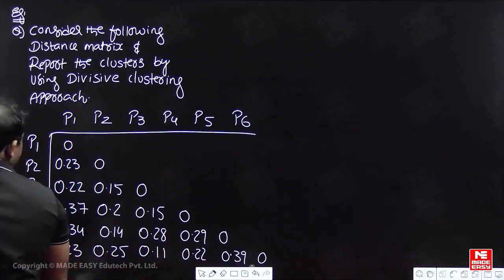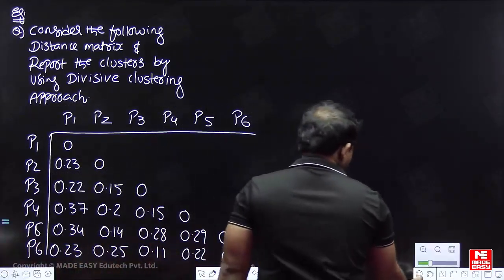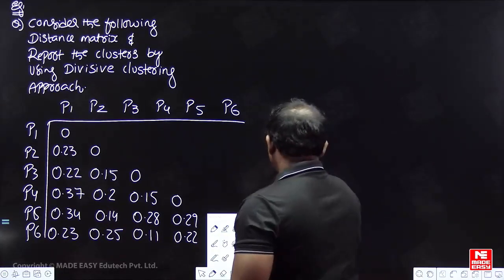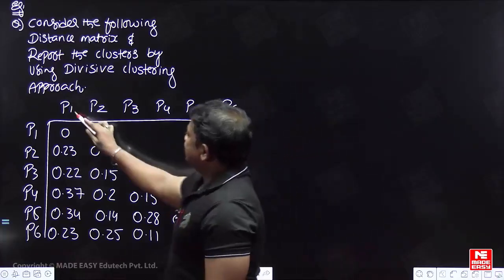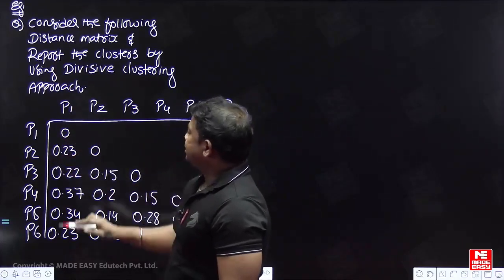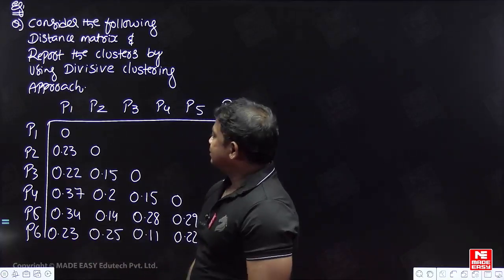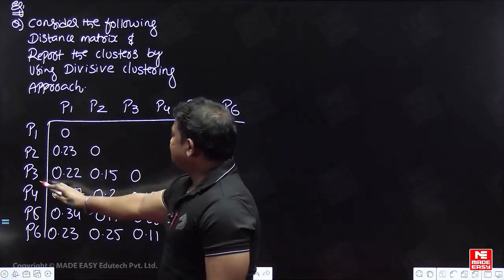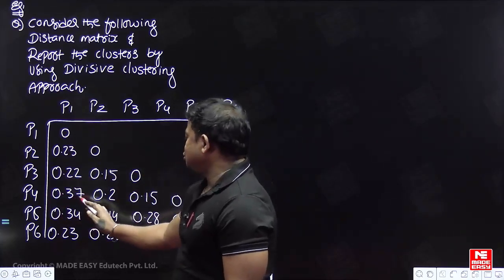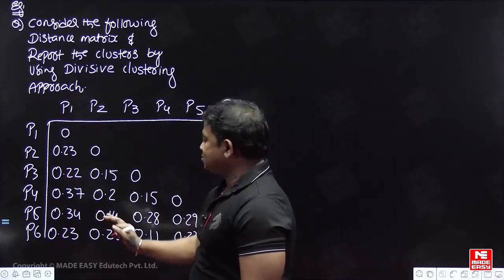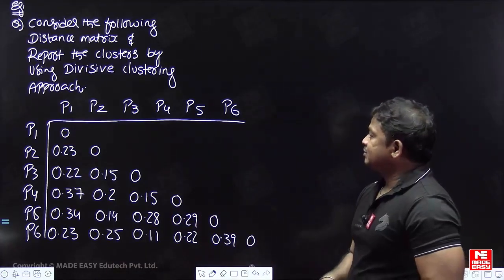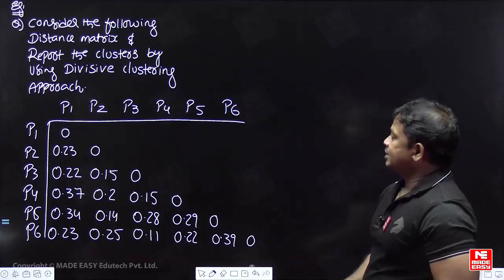You know the meaning of this distance matrix. Okay, the distance between two data points is given. You know, P1 to P1 distance is 0. P1 to P2 distance is 0.23 units. Okay, P1 to P3 distance is 0.22 units. P1 to P4 distance is 0.37 units and so on. Correct now? So like this, they gave the distance matrix. Correct? Alright.